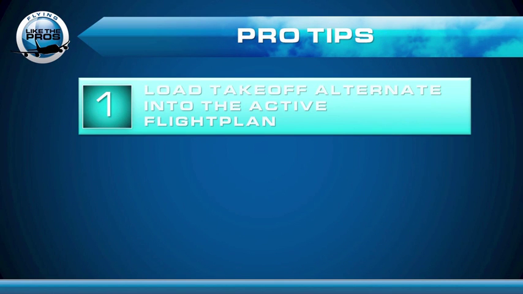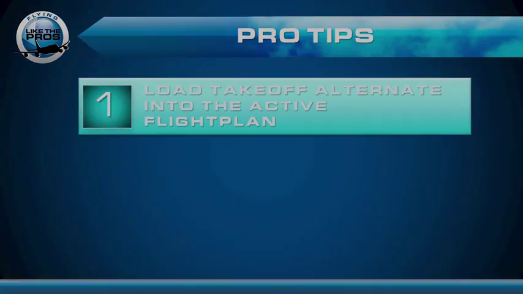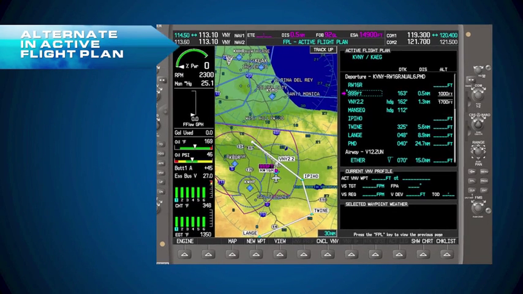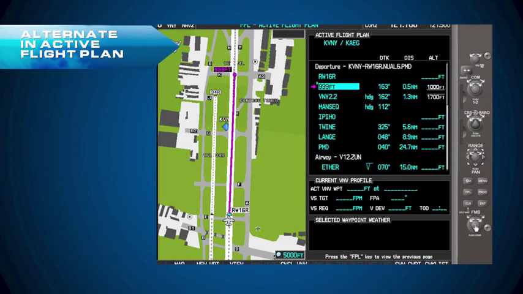So that leads us to our first technique, which is we're going to load the takeoff alternate directly into the active flight plan. Here's the multifunction display, and what I want you to see is we've got a flight plan here that goes from Van Nuys to Albuquerque's Double Eagle. Let's zoom in on the flight plan. I'm going to turn the cursor on.